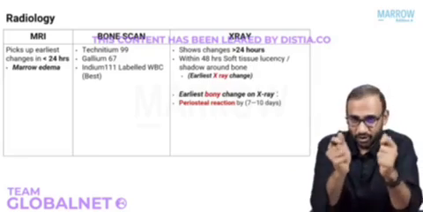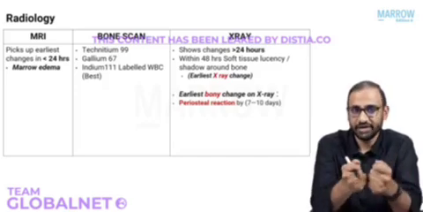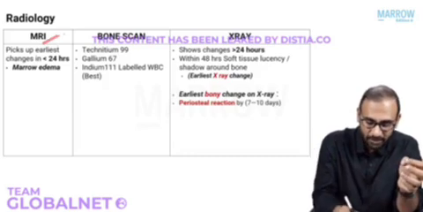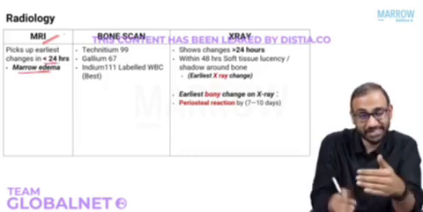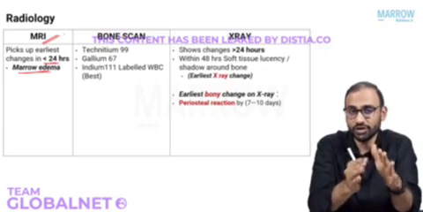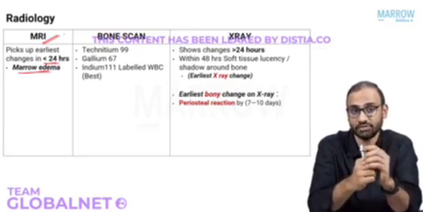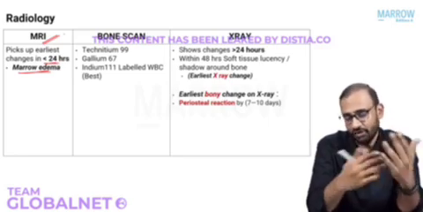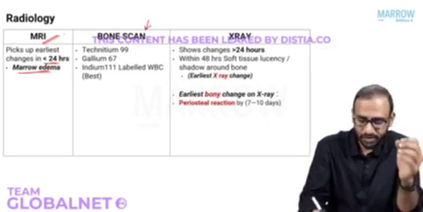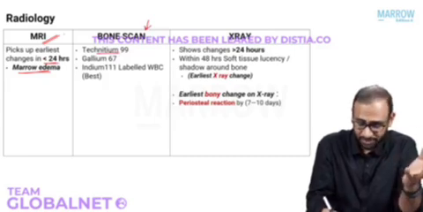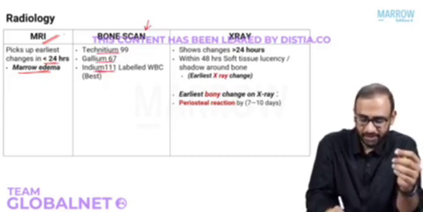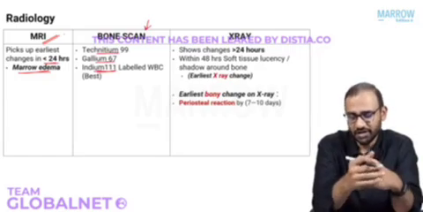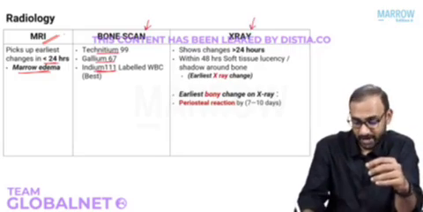You see, the earliest radiological modality that can pick up any sign of osteomyelitis would be MRI. And what will it pick up? It will pick up marrow edema within 24 hours. So earliest radiological investigation would be MRI to pick up marrow edema. After that, bone scan can also help. You can see positive for technetium 99, gallium 67, or indium 111 WBC labeled accumulation there in terms of infection. Not very important. X-ray is important now.